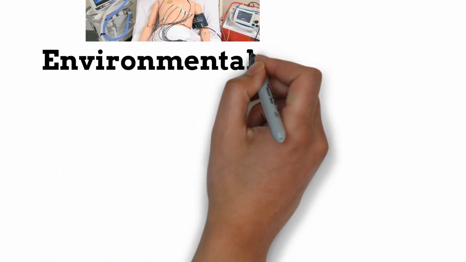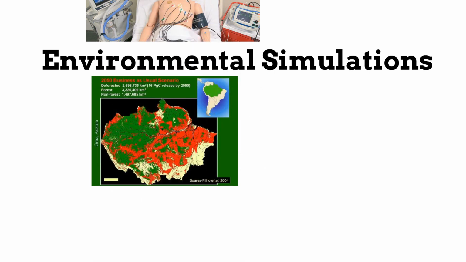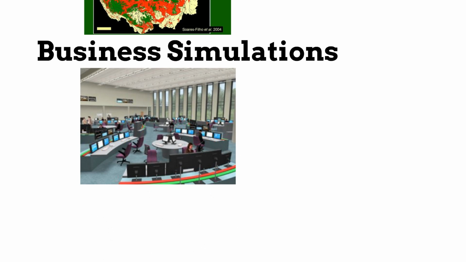Environmental simulations. To study environmental processes, climate change, and ecosystems. For example, modeling the effects of deforestation on ecosystems and climate. Business simulations. They are used for modeling market dynamics, supply chains, and business strategies. For example, running a business strategy simulation to make decisions about product development, marketing, and finances.